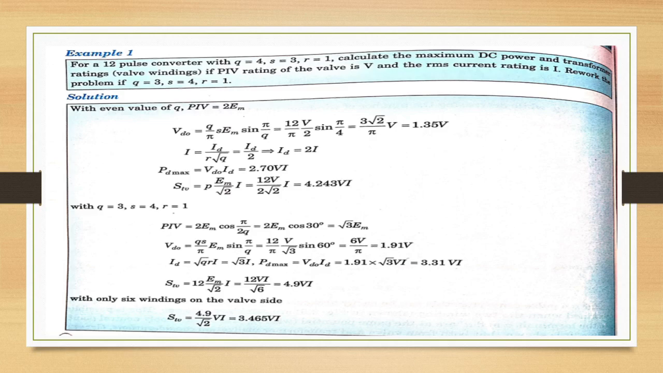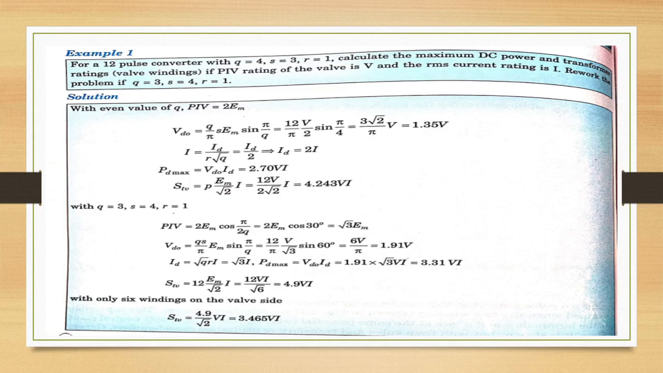I equals ID by R root Q, so it is equal to 2I. PD max is VD0 ID, that is 2.70 VI, and STV is P into EM by root 2I, that is 4.243 VI. So substitute the values of Q, S and R as 3, 4, 1.